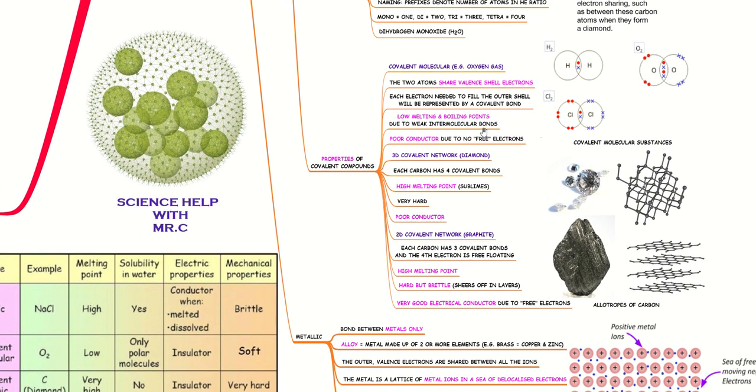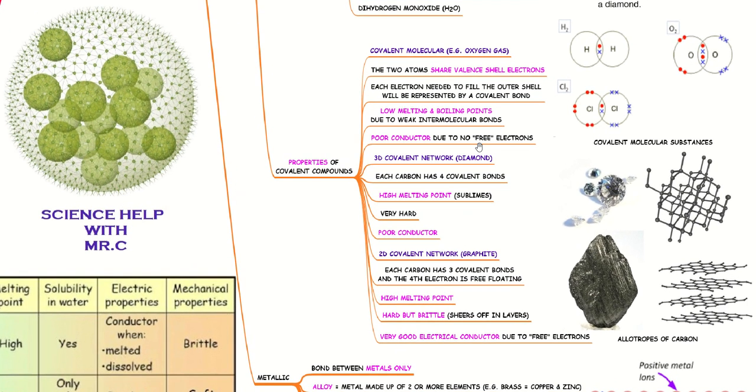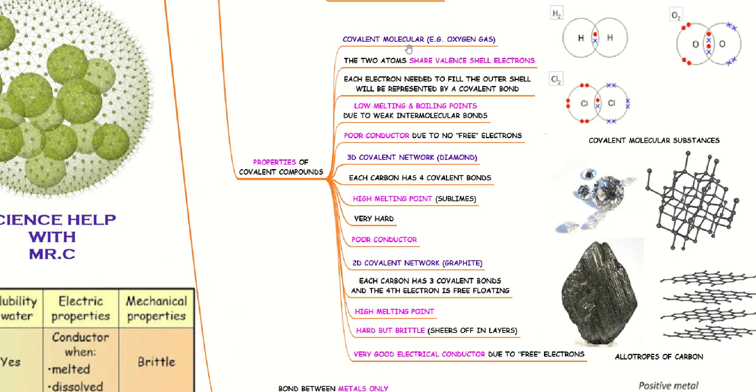Okay, then we come to properties of covalent compounds. Now, there are 3 major types of covalent compound. We'll just zoom in a little bit. The first one is what we call covalent molecular, sometimes called simple molecular. It's where 2 atoms will share their valence electrons. And remember, a valence electron is an outer shell electron. And so we just overlap those outer electron shells. Where they share 1 pair of electrons, that's a single covalent bond. Where they share 2 unpaired electrons, that's a double covalent bond. And in something like nitrogen, they'll share 3 unpaired electrons, and that would be a triple covalent bond.